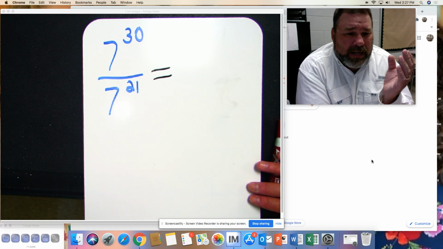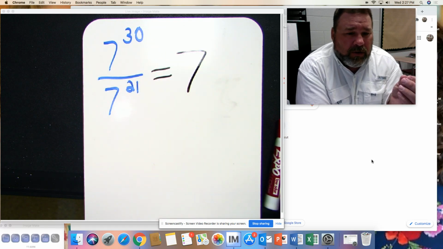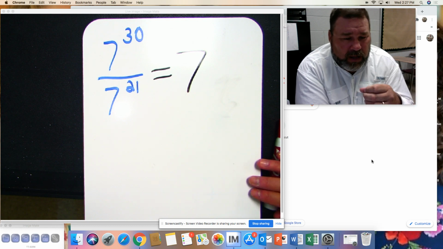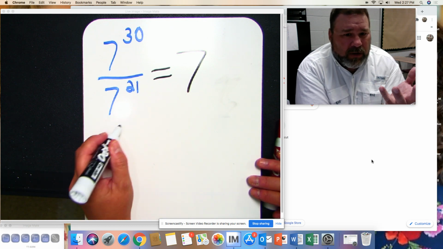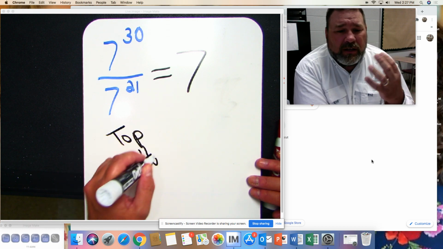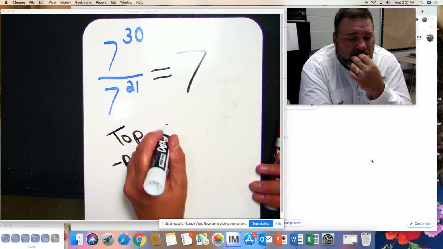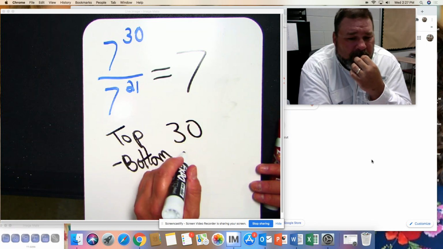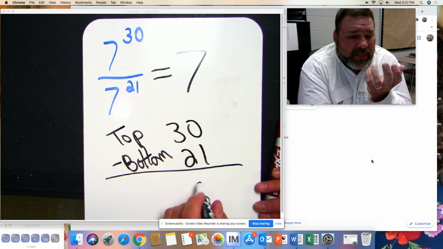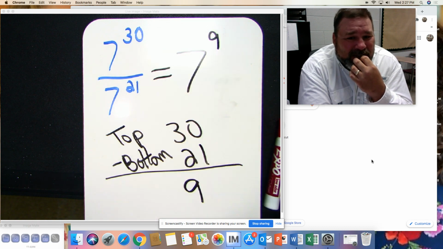So I'm going to write down the base, the 7, and then I'm going to take the numerator's exponent and subtract the denominator's exponent. Because like Ms. Powell said, it's not commutative. The order has to be numerators divided by denominators, or subtracted. So it's the top exponent 30 minus the 21. And that gives me what? I think that gives me 9, doesn't it, Ms. Powell? Yeah. So it'll be 7 to the 9th.